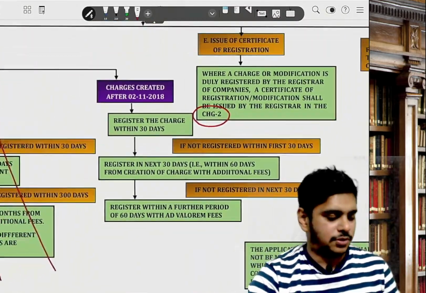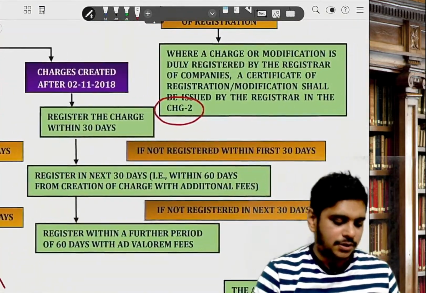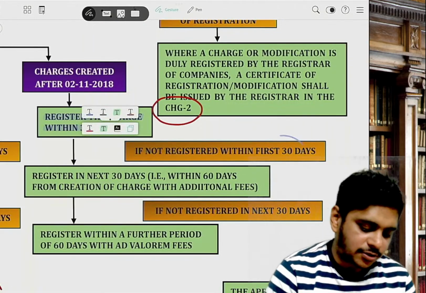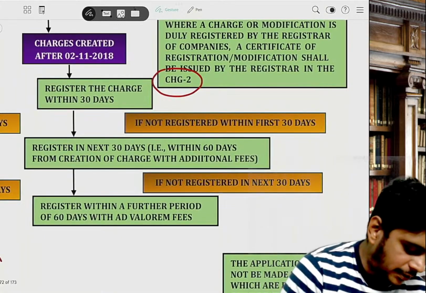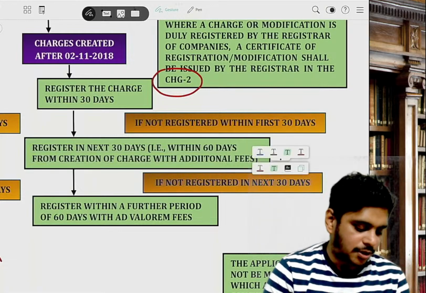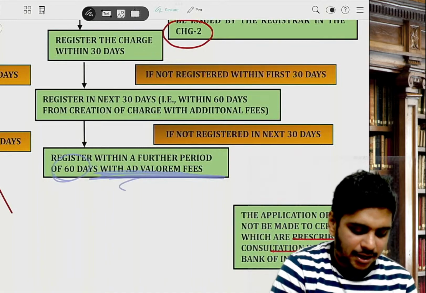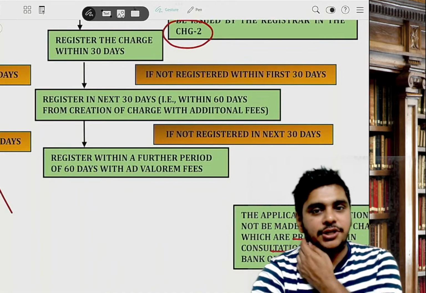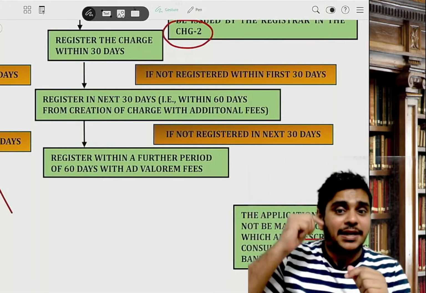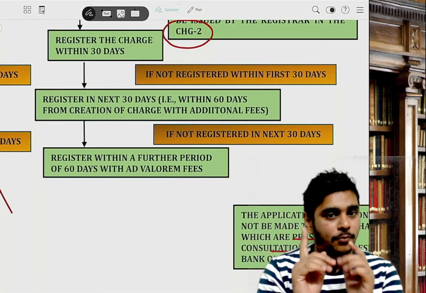Now, sir, all the charge, so this I have cancelled, you know, 2/11/2018. In the main book also we have cancelled it. So, what is the latest provision? It says you have to register the charge within 30 days of the creation. If it is not registered within 30 days, then you will go within the next 30 days along with additional fees. Within this 30 days also if it is not registered, then you will register within a further period of 60 days along with ad valorem fees. 30, 30, 60, fees, additional fees, ad valorem fees. I hope you remember this.